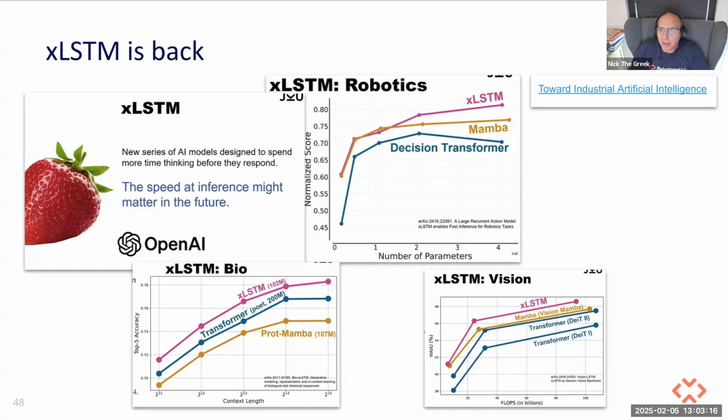Here, again, this comes from the talk by Hochreiter, the inventor of LSTM, who gave a keynote toward industrial artificial intelligence. They compared the LSTM with Mamba and Decision Transformer in some robotic tasks and things in biomedicine and vision. I don't think it's comprehensive. You can go to the paper; I have a reference to it. I see a transformer here that's only 200 million, and this one 102 million. We're going to see how it behaves with a larger number of parameters.